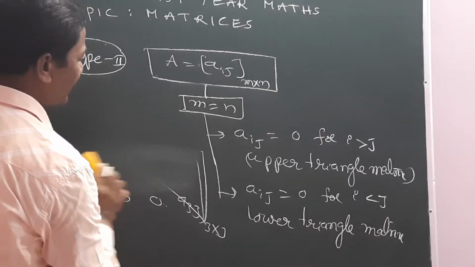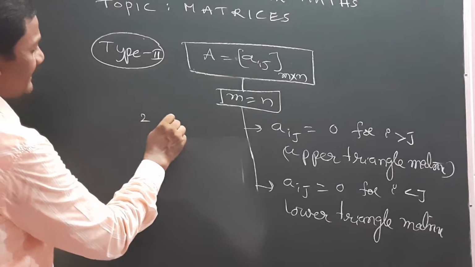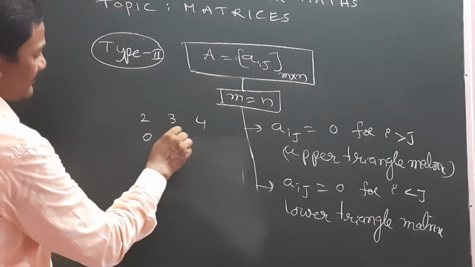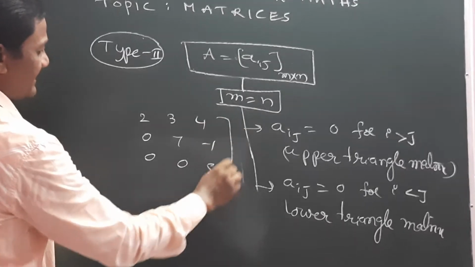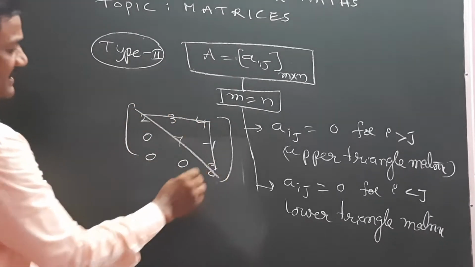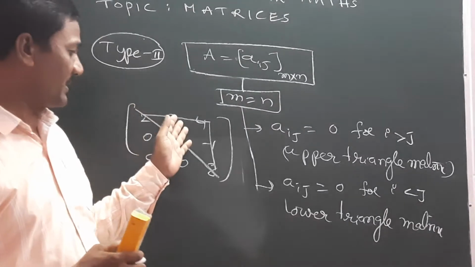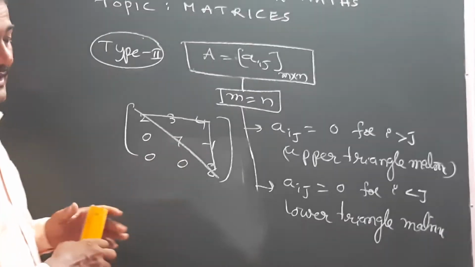An example is 2, 3, 4, 0, 7, minus 1, 0, 0, 8. This is an example of an upper triangle matrix. That means the elements above the principal diagonal are real numbers, and the elements below the principal diagonal are always 0.